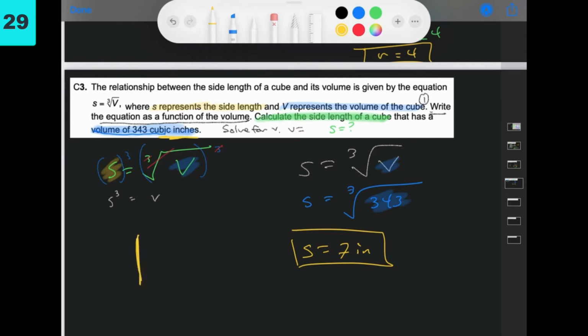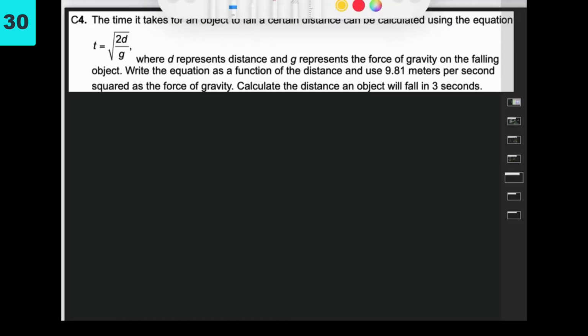So if you draw yourself a cube, they're saying that each of these side lengths is 7. And what is volume? Well, if you have 7 here, and 7 there, multiply all those, then you get the volume of a cube. Alright, let's go over this next one here.